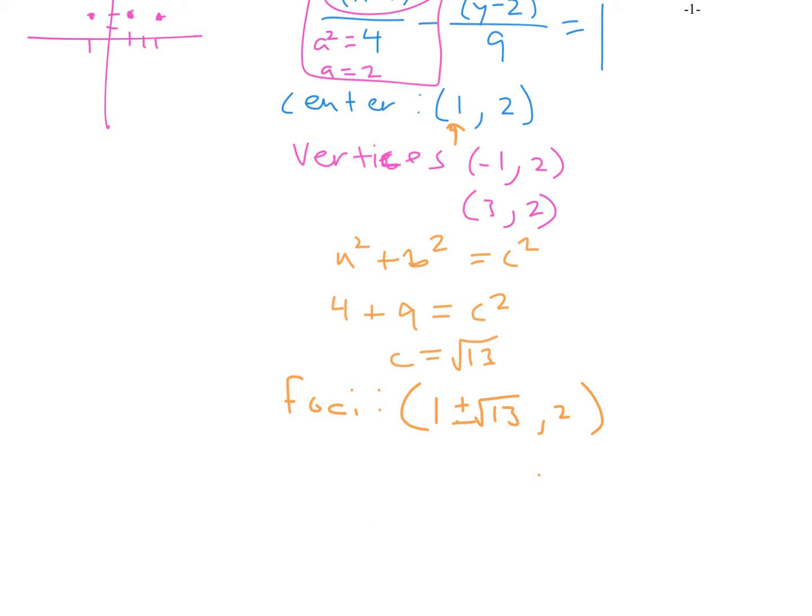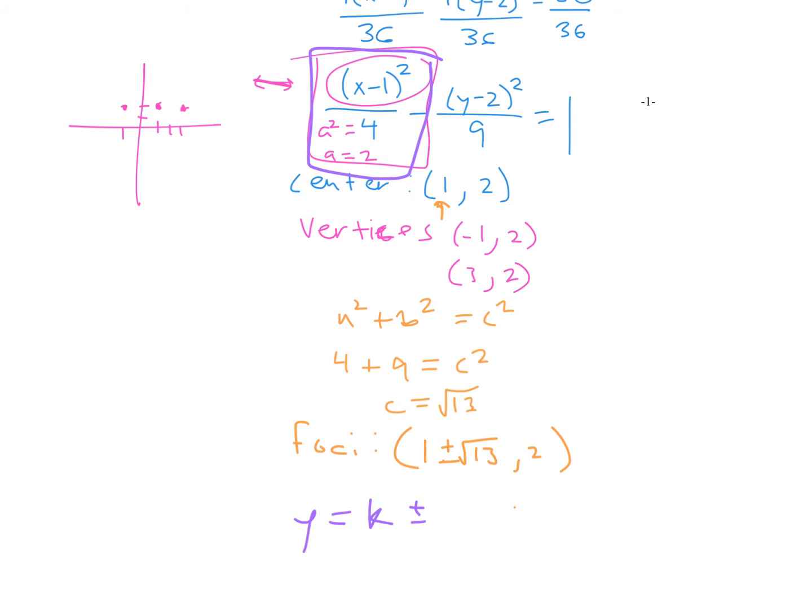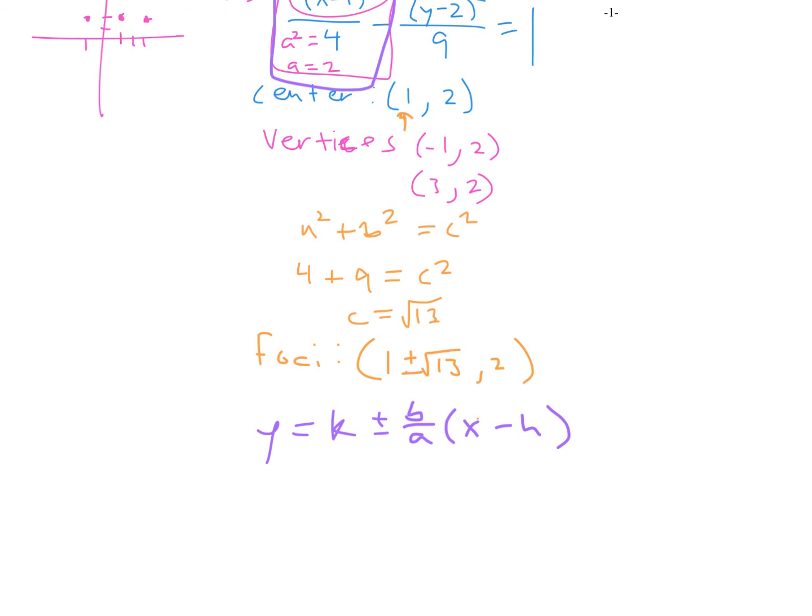So I have a new formula to find my asymptotes. That is y is equal to k plus or minus. If my x comes first, is it a over b or b over a? B over a times x minus h. So my h and k come from my center. So y is equal to 2 plus or minus. My a I said was 2. What's my b? 3. So I have 3 over 2 times x minus h, which is 1.